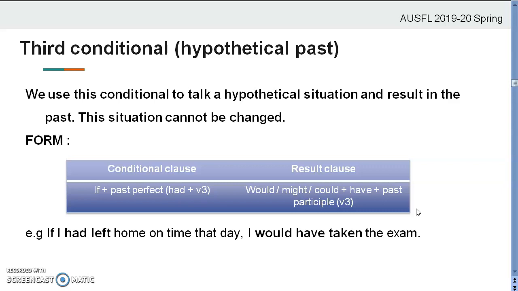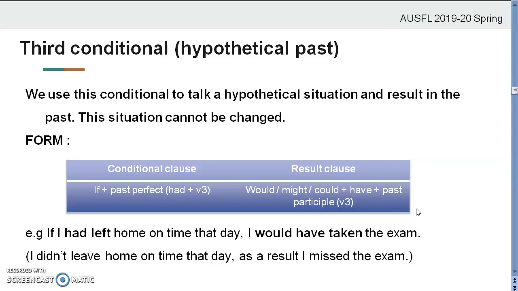So let's check our first example sentence. If I had left home on time that day, I would have taken the exam. So let's analyze the sentence a bit. So actually, this sentence is talking about a past event. So the past event is, in the past one day I didn't leave home on time, and as a result something happened. I missed the exam. So that's why I make this if clause. Of course I can't change this past event, but I can make this if sentence wishing that it had happened differently.